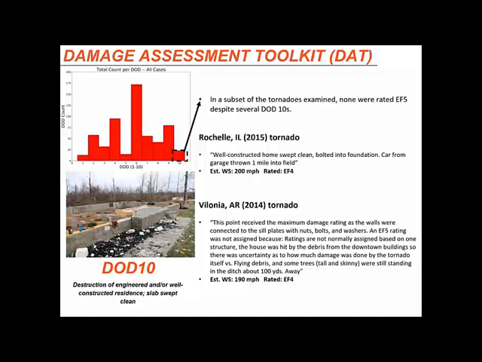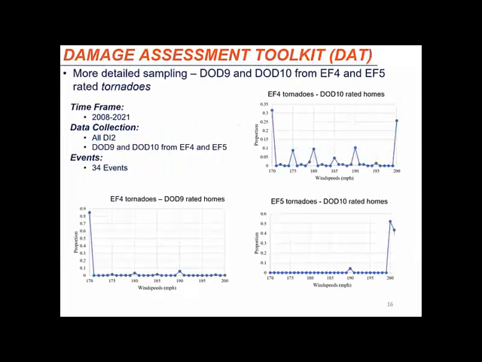For example, in the Rochelle tornado, we had a DOD 10 from a well-constructed home swept clean, which was given an estimated wind speed of 200 miles an hour, EF4. In other cases, and like I said, I've only provided 2 here, the DOD 10, even though it was a maximum damage state, was given an estimated wind speed of 190 miles an hour. So these were our initial observations from pulling these data, prior to moving forward with modeling some of the results. And now I'll turn it back over to Frank, and he can talk about how we then use these data to gain more perspective on this.